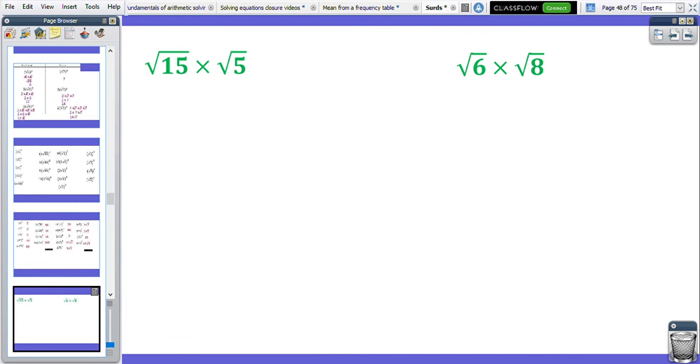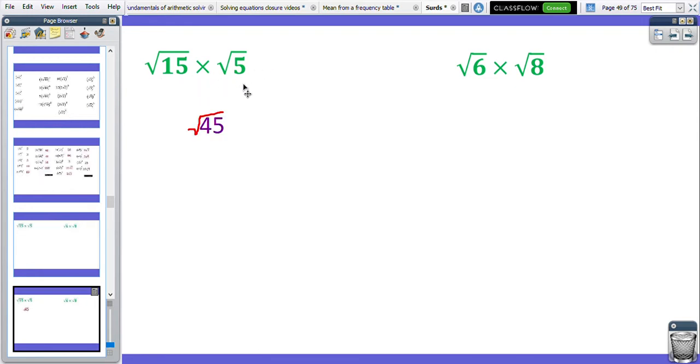Okay, so let's think about what happens when we multiply two different surds. Root 15 multiplied by root 5, so this is my first example. I can't really simplify either of these surds as they are, so I'm just going to times them together. Root 15 times root 5 gives me root 45, because factors can be written as one surd as well. If I'm asked to simplify this, I'm going to piece it together, and then I'm going to simplify this one.